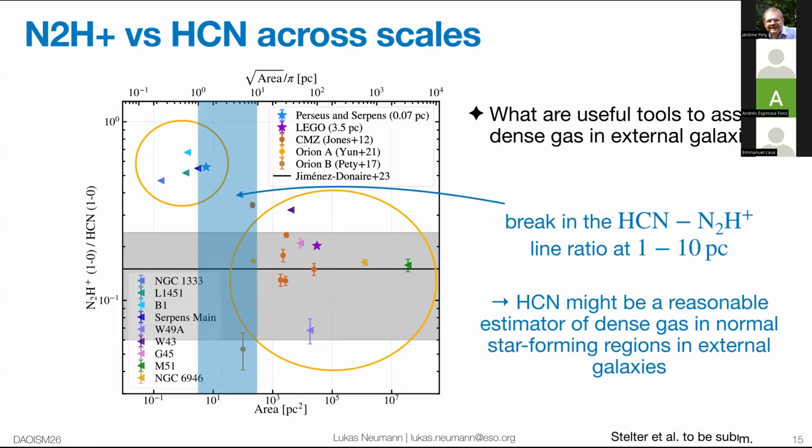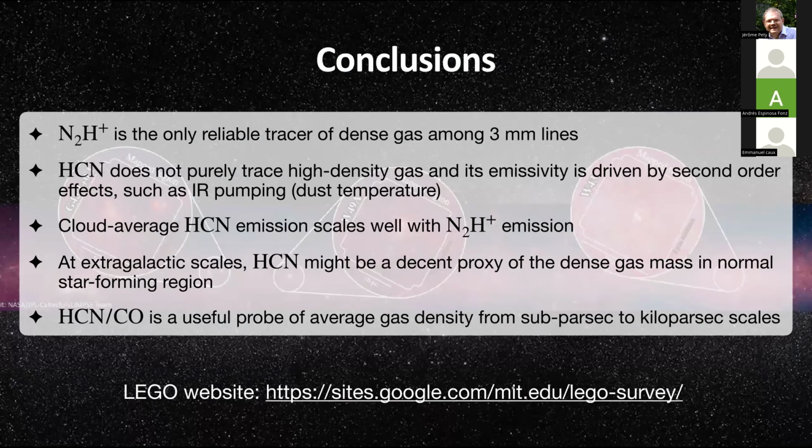I just want to add the caveat that this is only from this very biased sample, very normal star-forming regions, so no very extreme regions. So don't extrapolate this to every environment. And I'm going to stop here with my summary slides and take questions.